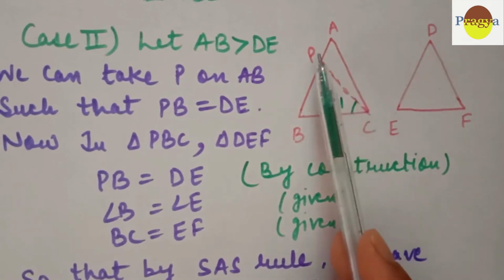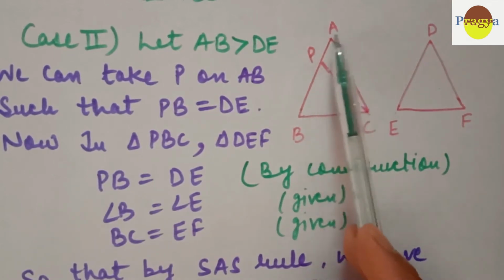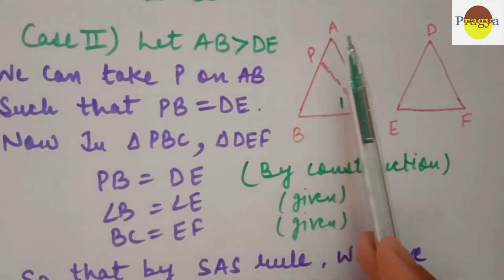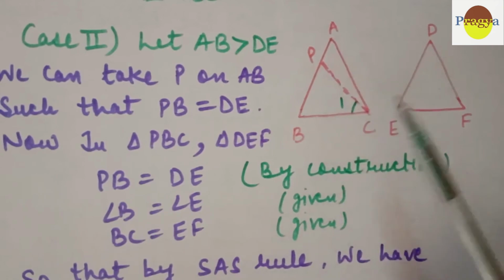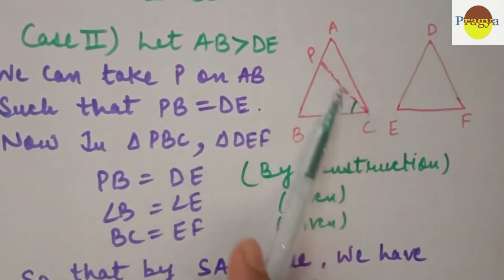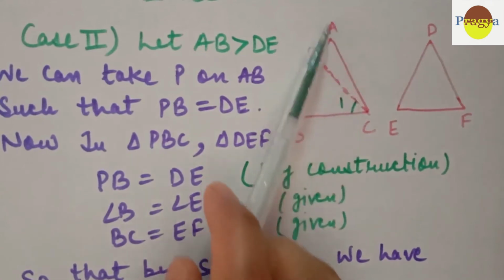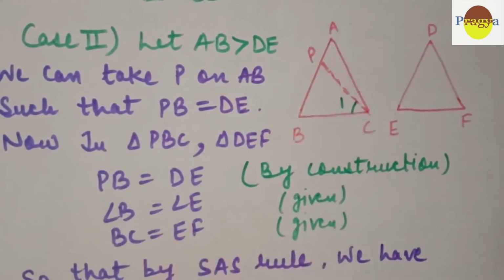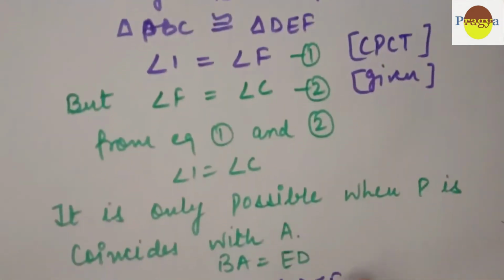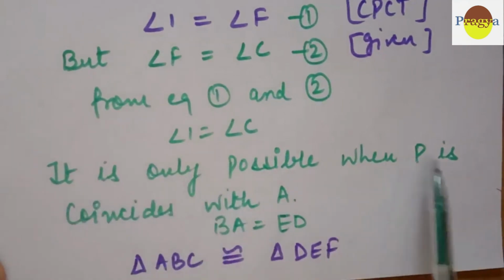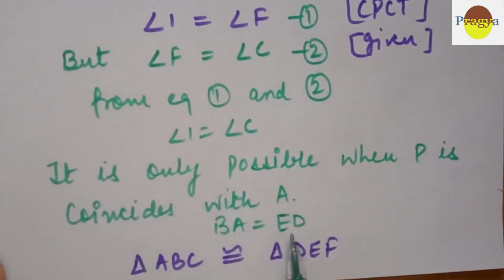It is only possible when this vertex P lies on or coincides with vertex A, or we can say by another method that the line segment PC coincides with the line segment AC. They are not two different lines, they are not two different vertices, they are only one. So we will write like this: it is only possible when P coincides with A, so AB equals DE. So now these two complete triangles ABC and DEF are congruent to each other. In the first case as well as the second case, we proved that triangle ABC is congruent to DEF.